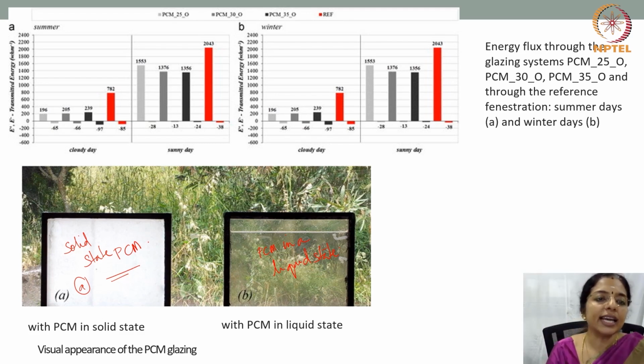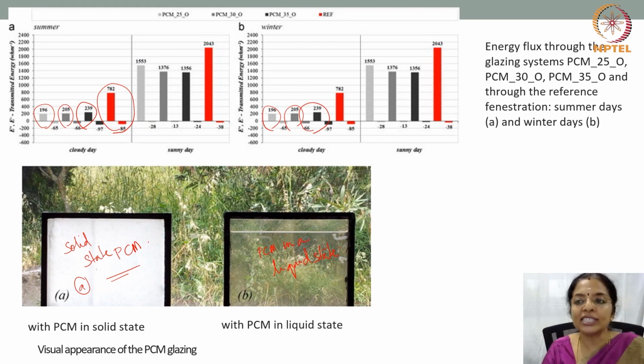A study has found that, with reference to a reference pane, using various types of PCMs in windows during summer has caused a lot of reduction in transmitted energy. Similarly, even in winter, it has caused a lot of decrease in transmitted energy. So the energy flux through this glazing system during summer and winter days has been found to be very beneficial.